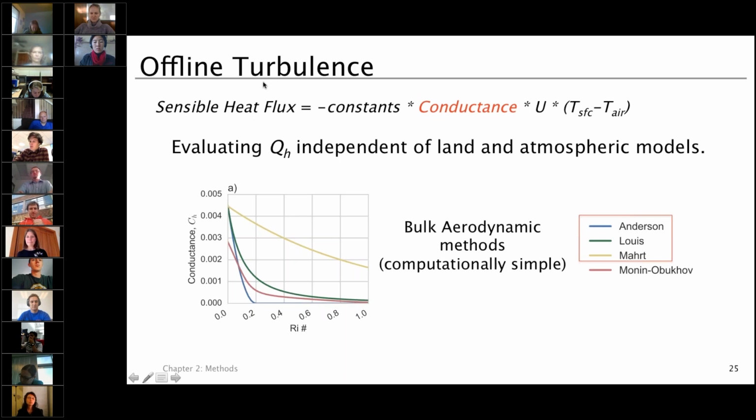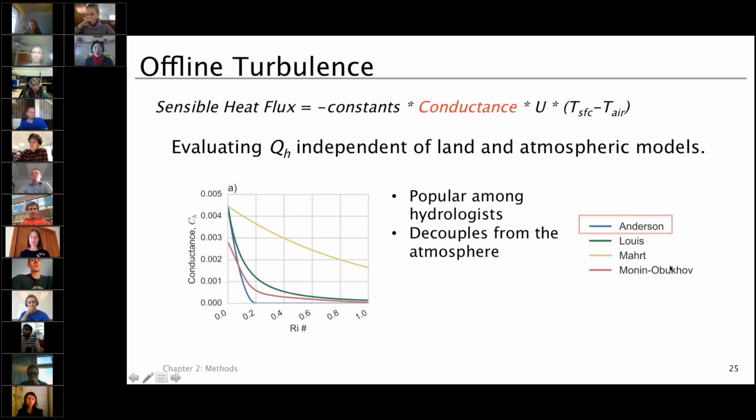Okay. So these are what is called a bulk aerodynamic method. They're computationally simple. They're put in most global models because they don't take a lot of time to compute. The full Monin-Obukhov is an iterative method and takes a long time. Okay, so the Anderson method, you can see here, it's popular among hydrologists. It's in a lot of models. And you can see from the blue line that it completely decouples from the atmosphere. It basically says that if my Richardson number is greater than 0.2, I think that turbulence stops.